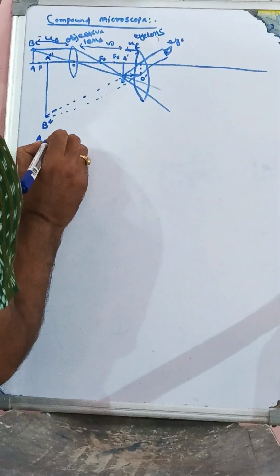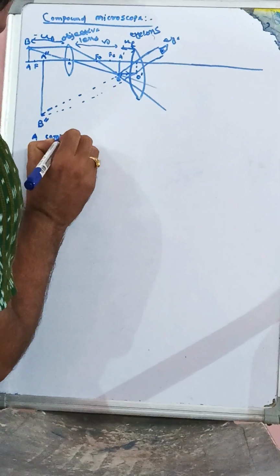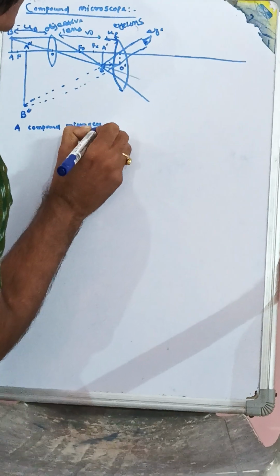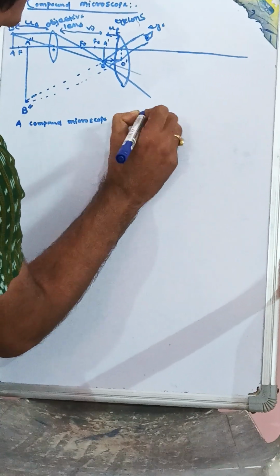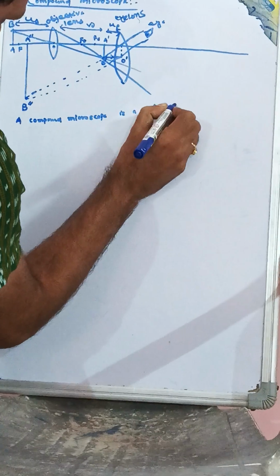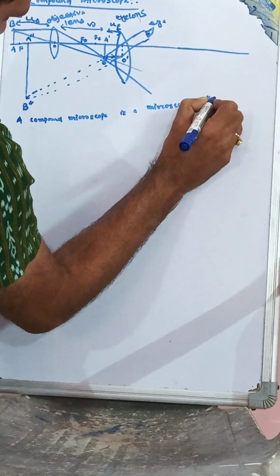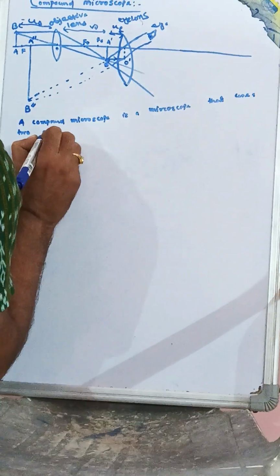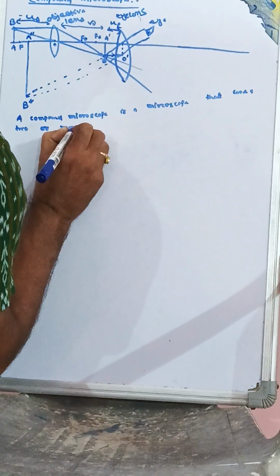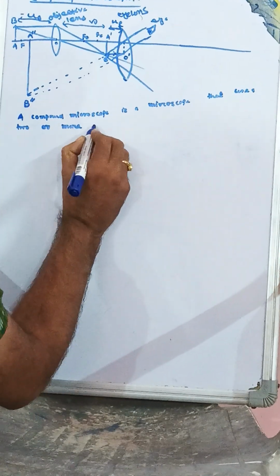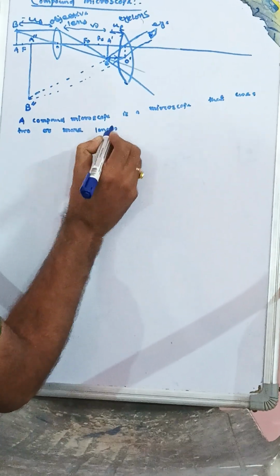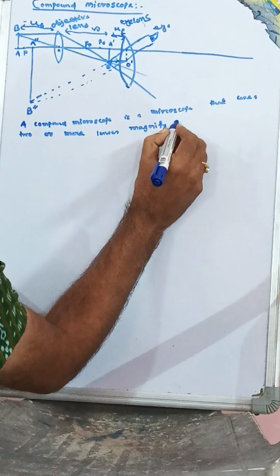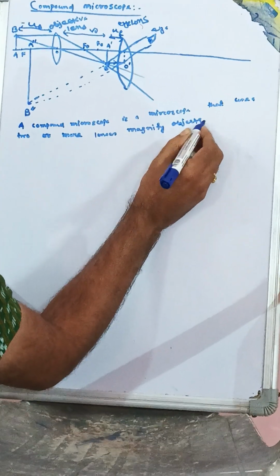A compound microscope is a microscope that uses two or more lenses to magnify objects. This is called a compound microscope.